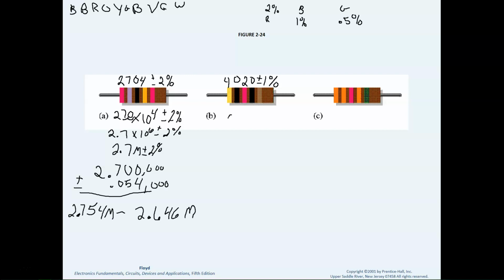Translating to 402 times 10 to the 0 plus or minus 1%. 10 to the 0 basically translates to 1, so you have 402 times 1, which means you have 402 plus or minus 1%.